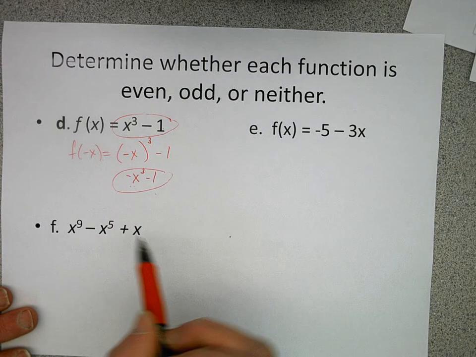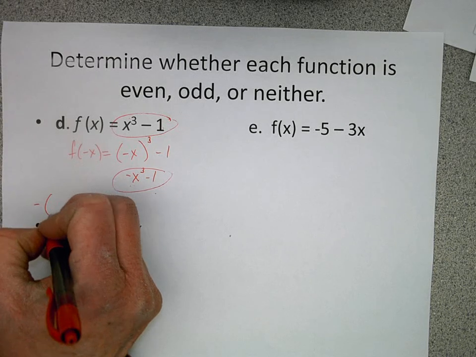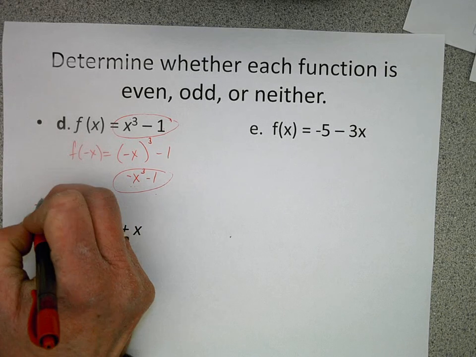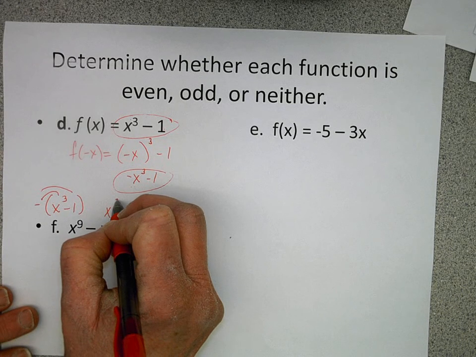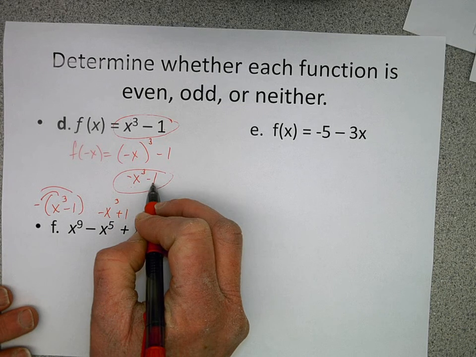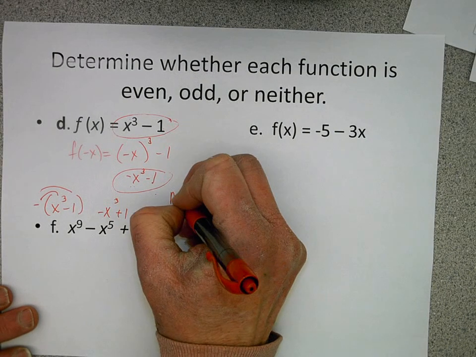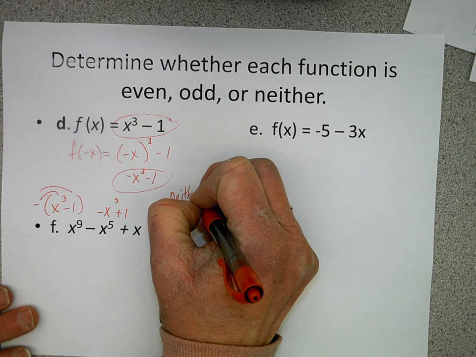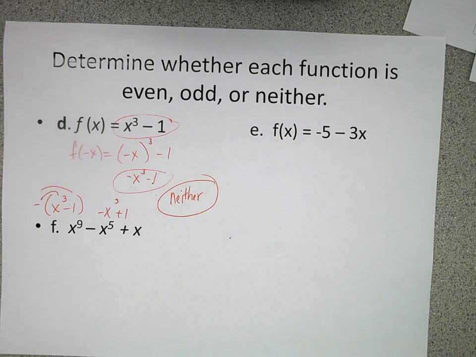I have to be able to say, can I do this and get that? No. So this is neither. It didn't change the opposite. Only the x changed the opposite, but the negative one didn't.